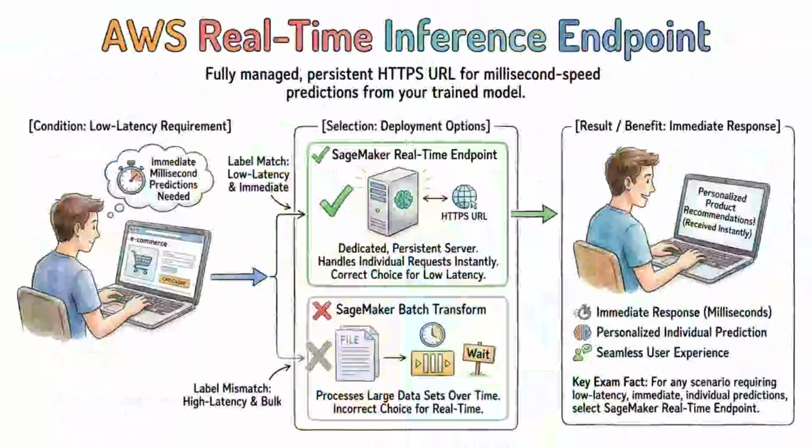For example, if a customer is checking out on an e-commerce website, the site sends their cart data to the real-time endpoint, and your model instantly responds with personalized product recommendations. On the certification exam, anytime a scenario specifies a requirement for low latency, immediate, individual predictions, a SageMaker real-time endpoint is the primary architecture you should select.